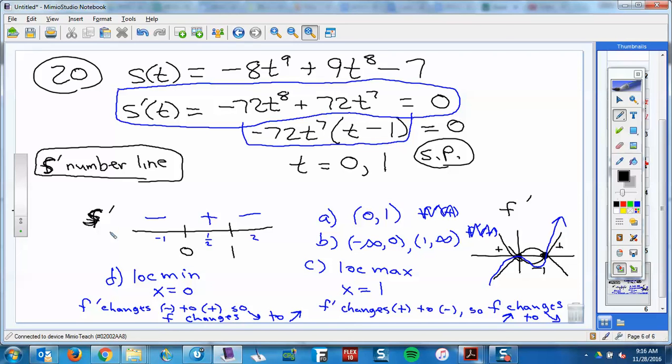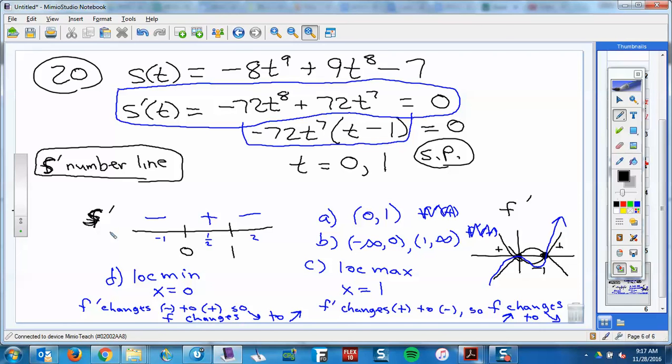What does this number line tell you about the car? West before noon, then east, then west. So the question could have been, instead of where's the function increasing or decreasing, when is the car traveling west? When is the car traveling east? Wouldn't you have done the same thing? You'd have done all this same stuff. So here's the position of the car, S. When is it traveling west? When is it traveling east?